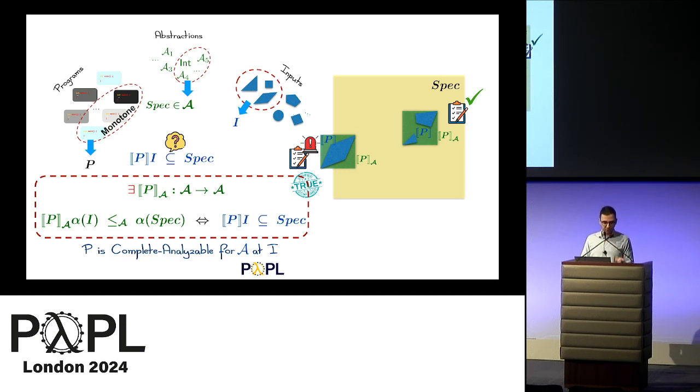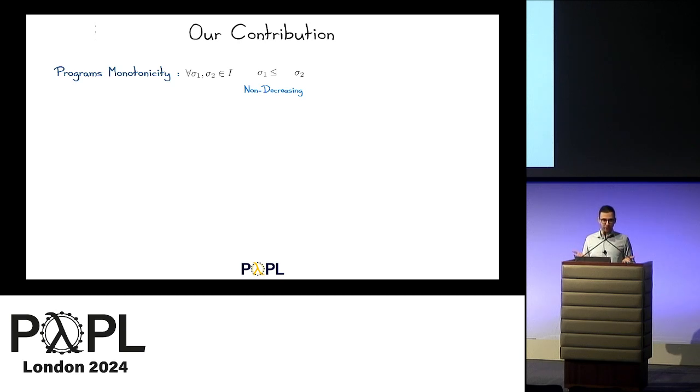So I'm going to show that here the monotonicity property over programs will play a central role. So in one slide, I try to summarize the main result of the paper. So what is program monotonicity? When a program is monotone.